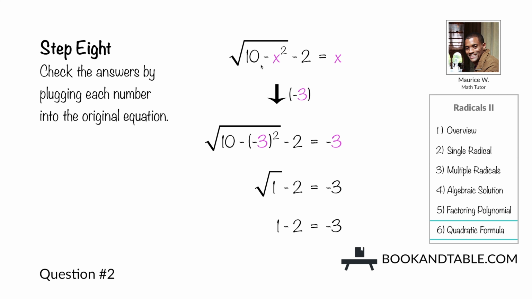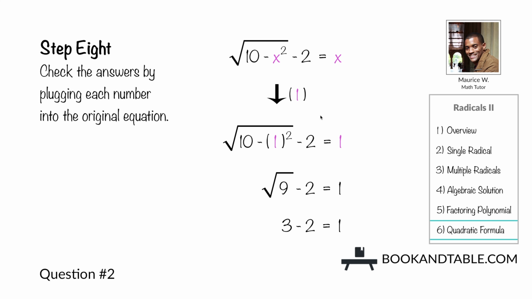The square root of 10 minus x squared, minus 2, is equal to x. Plug in negative 3 in both places where you see x. 10 minus negative 3 squared is 10 minus 9. Negative 3 squared is positive 9. 10 minus 9 is positive 1. The square root of 1 is 1. 1 minus 2 is negative 1. And since negative 1 does not equal negative 3, that means that x does not equal negative 3. This is not a valid answer.